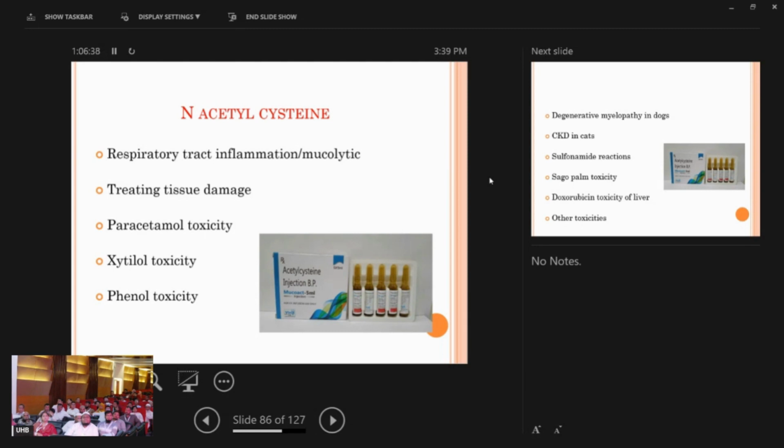Whenever there is a cough, or a lamb or a kid having severe mucus secretion, it acts as a mucolytic. You can go for it intravenously. Acetylcysteine can also be given intravenously. It is also used in case of paracetamol toxicity in cats.